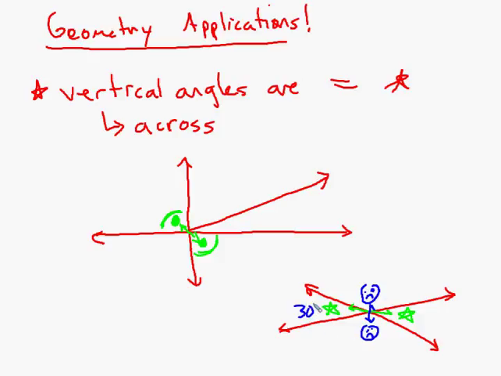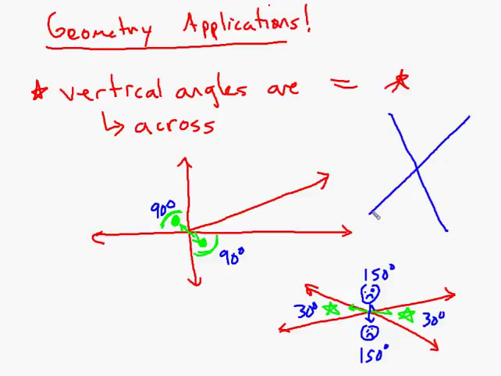So if this is 30 degrees, then what's this one? 30 degrees. And if this is 150 degrees, this one's 150 degrees. If this is 90 degrees, then this one is 90 degrees. So, in our little application here, let's say this is 2x, and let's say this is 12. I would say, well, these are across from each other, so 2x equals 12. Divide by 2, x is 6. Okay? Let's do a harder example.